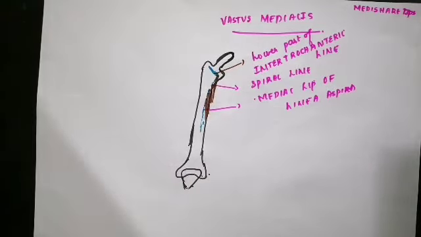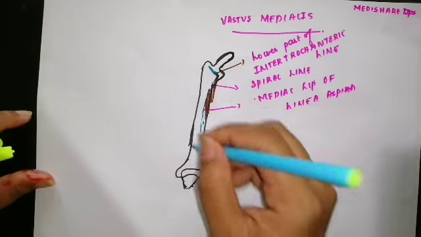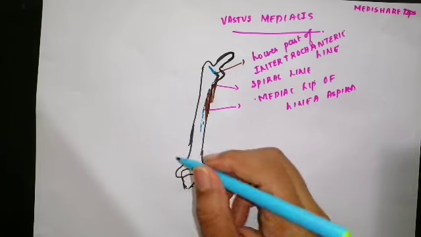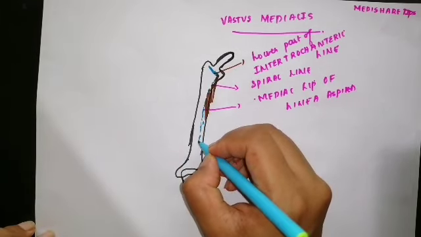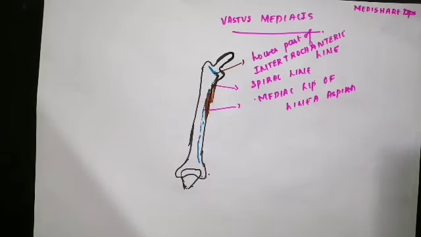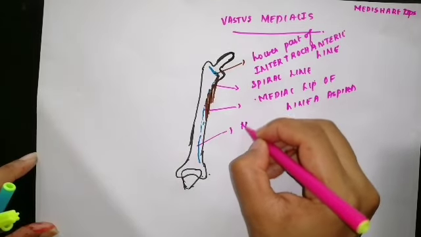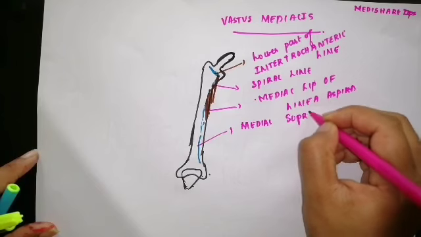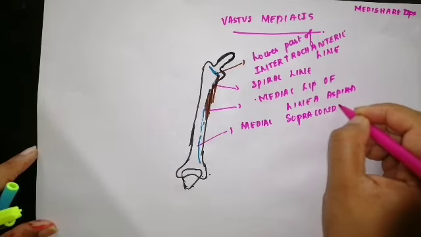and it is also originating from the medial supracondylar line. That is the upper 1/4 of medial supracondylar. This is the medial supracondylar line. It also forms the origin, that is medial supracondylar line.